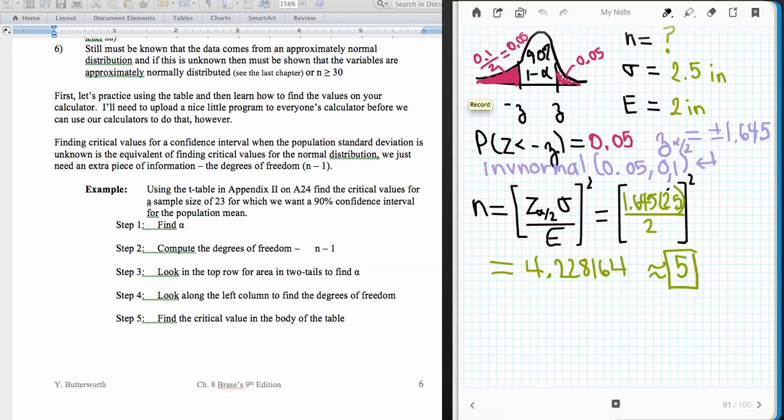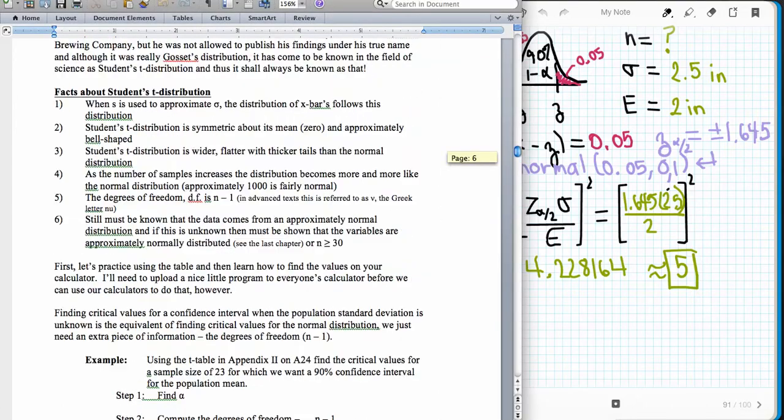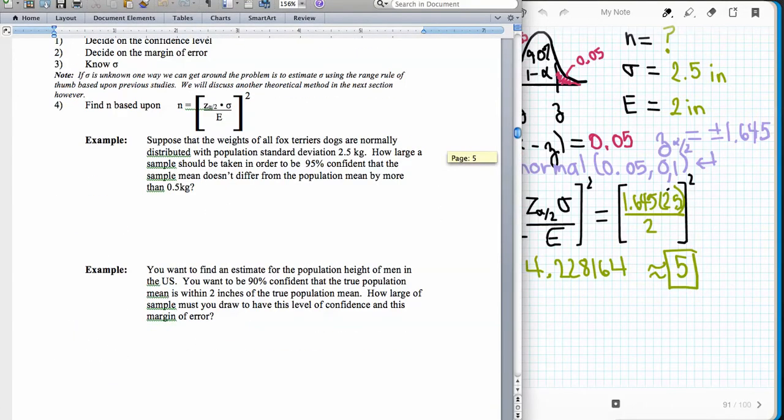Right, so this was the last example that I had given you in the last instruction about confidence intervals. On that example, I thought I had it queued up here. Okay, there it is. So we wanted to find an estimate for the population height of men in the U.S. So you had to find n when you knew the standard deviation was 2.5.